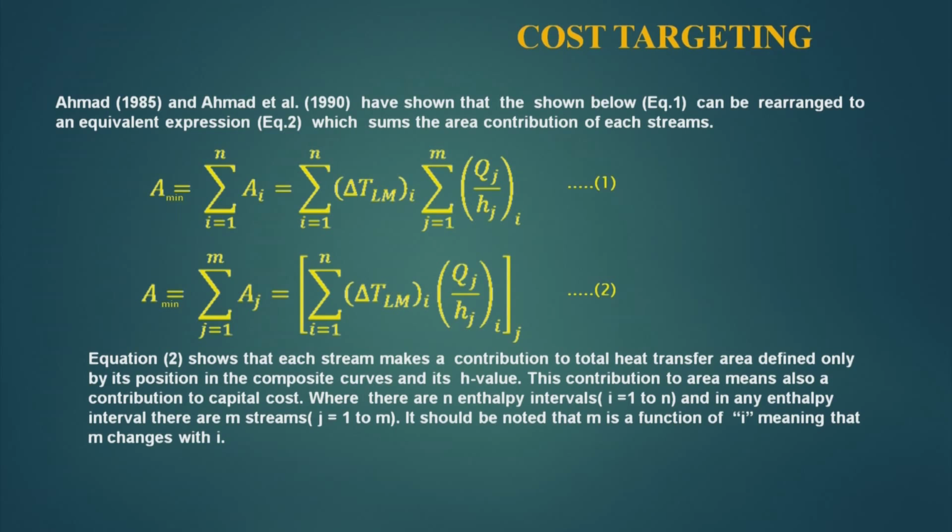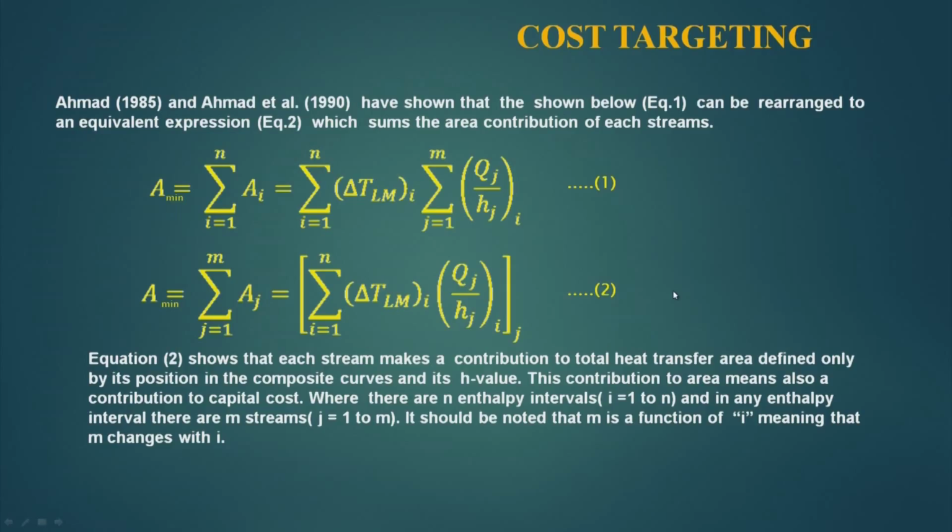Ahmed in 1985 and Ahmed et al. in 1990 have shown that equation 1 can be rearranged to an equivalent expression, equation 2, which sums the area contribution of each stream. So, equation 1 is used to compute the area of a heat exchanger network. This can be modified to equation number 2, which has the sum of the area contribution of each stream.